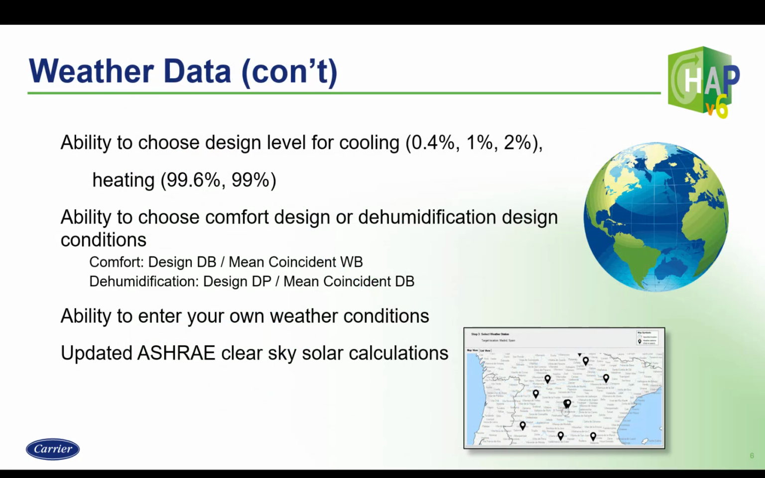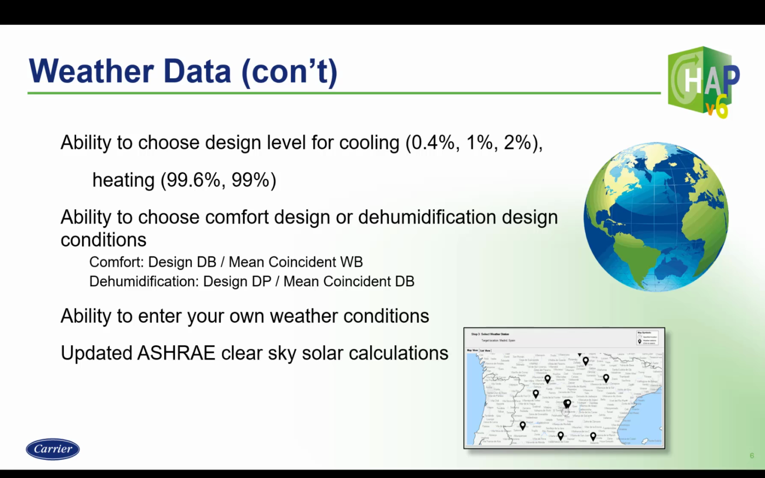HAP version 6 gives you the ability to choose comfort design weather data, 0.4%, 1 or 2%, or dehumidification, also called dew point weather data, 0.4, 1 and 2%. Dehumidification weather data is also used to determine the impact on total load for equipment sizing.